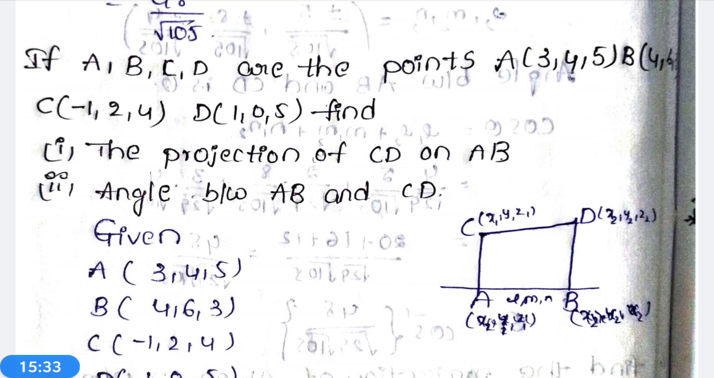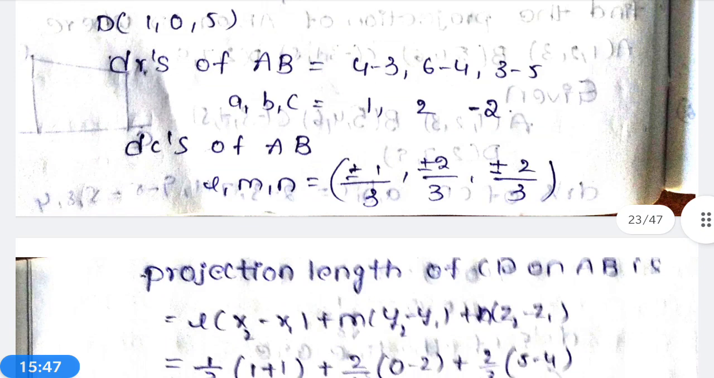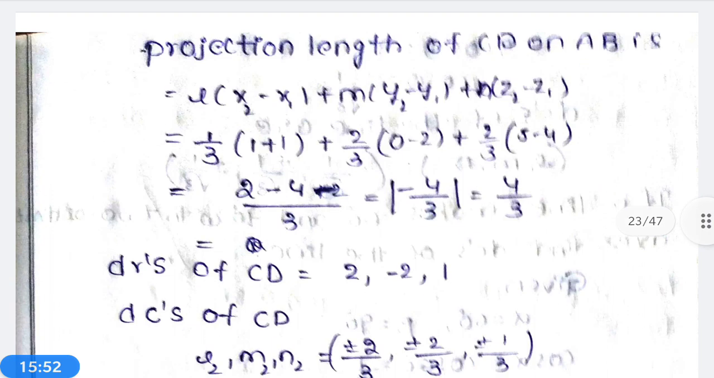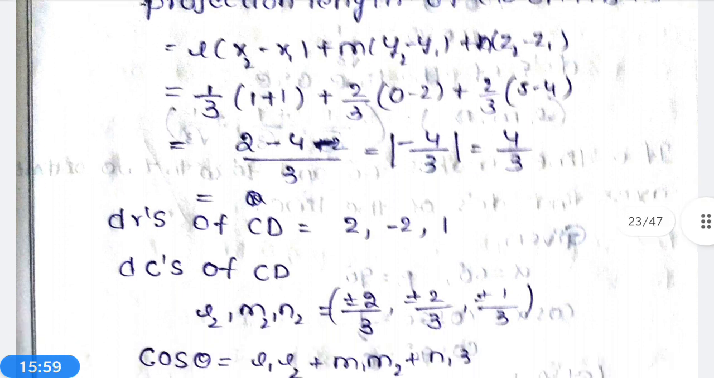Therefore, DCs of AB have been computed. Now, projection length of CD on AB is l into x2 minus x1, plus m into y2 minus y1, plus n into z2 minus z1. This implies 1 by 3 into 1 plus 1 plus 2 by 3 into 0 minus 2 plus 2 by 3 into 2 minus 4, which is equal to 4 by 3. Projection length of CD on AB is 4 by 3.